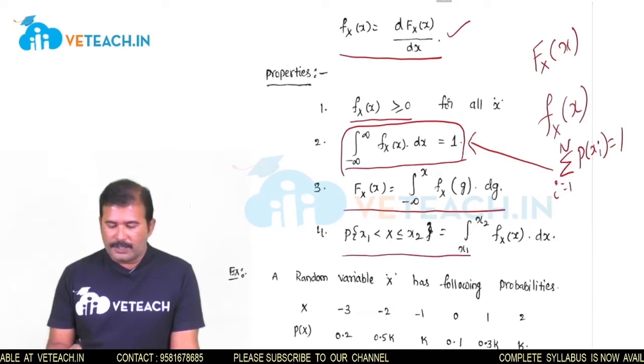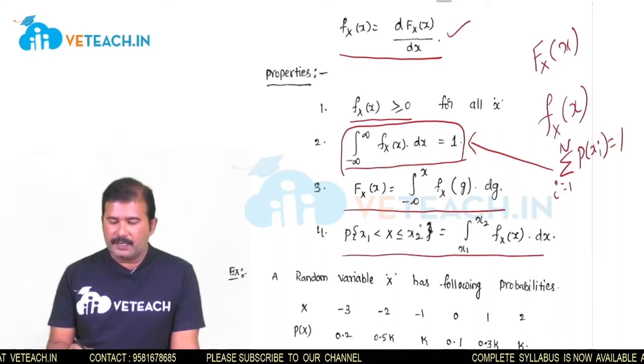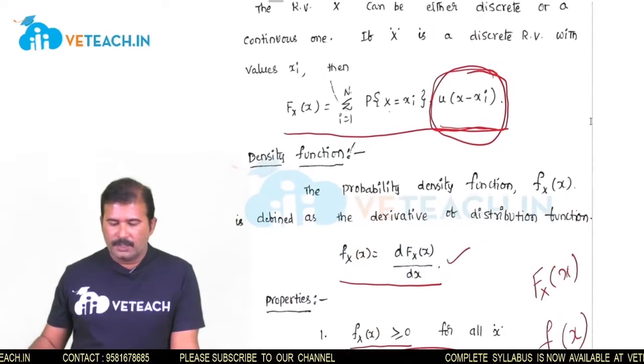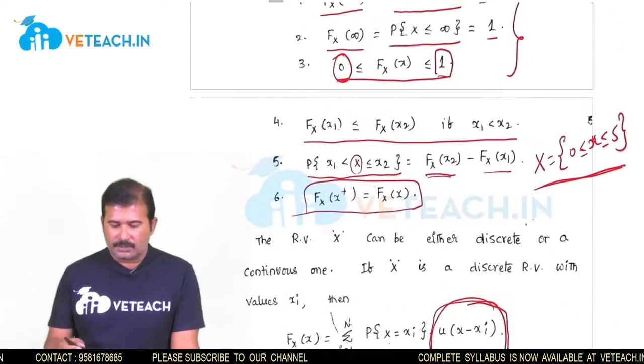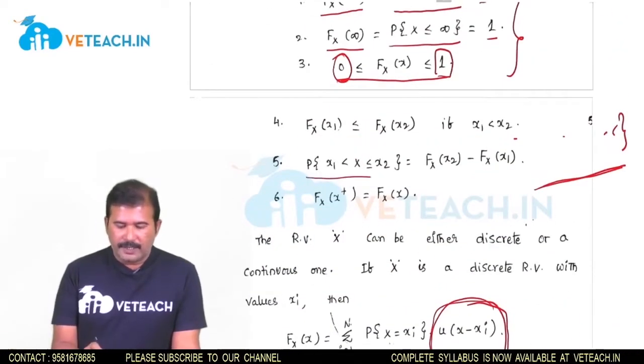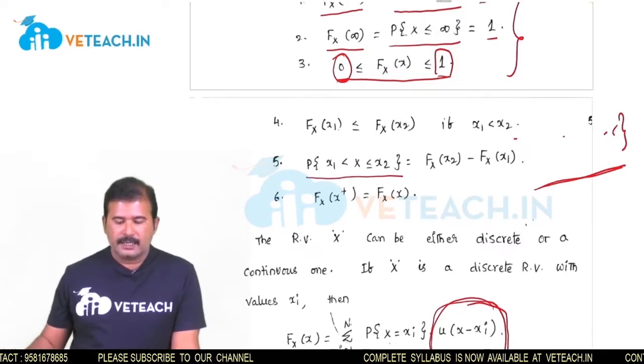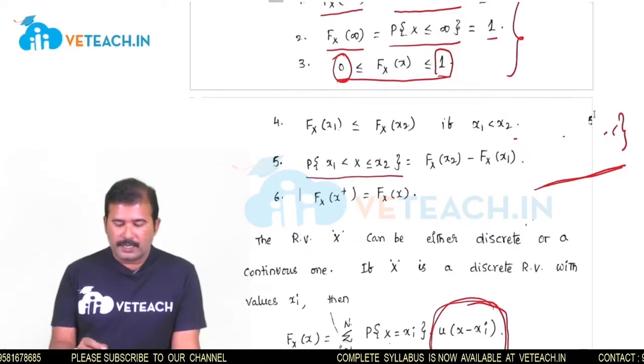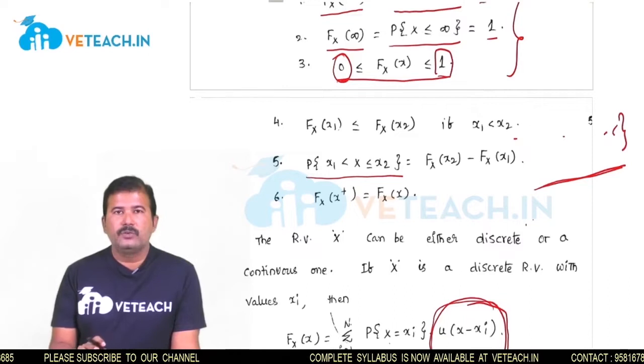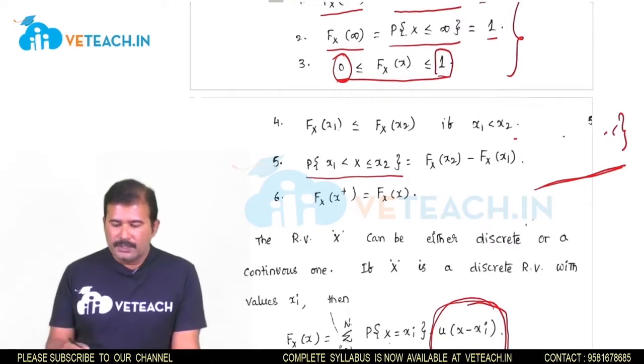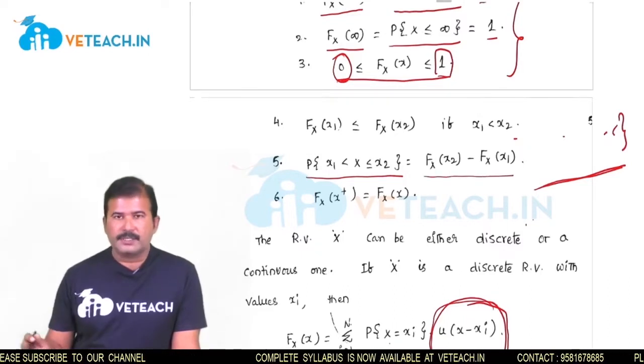And the fourth property is the probability of an event. The similar property we have seen in the distribution function also. Probability of the event x1 less than x less than or equal to x2, that means the random variable value lies between two values x1 and x2. In terms of distribution, it is the difference.